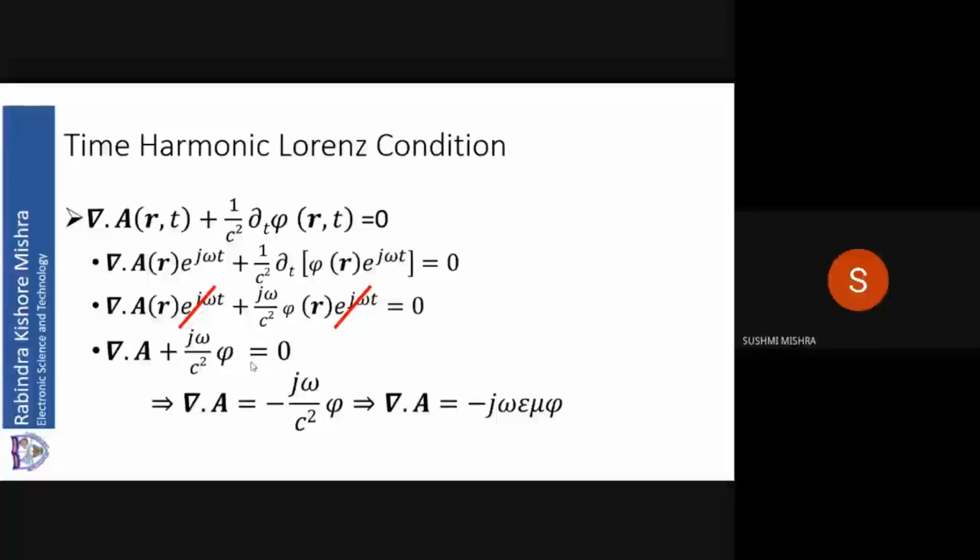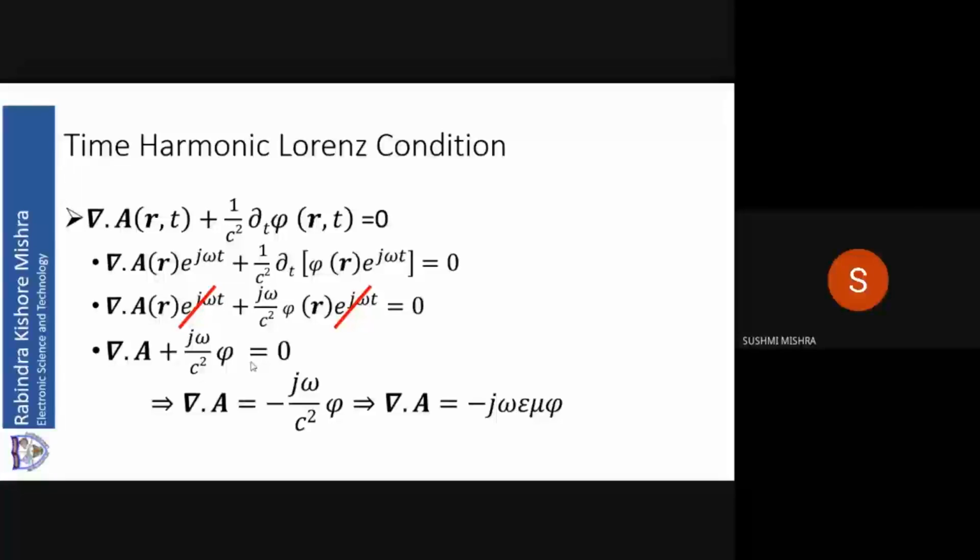It looks much simpler, and what it gives us is, if we know A, somehow we find out A, we can find out phi. Just find out the divergence of A, which is only a differentiation. So once you find out the divergence of A, then divide that by minus j omega epsilon mu, that will give you phi.